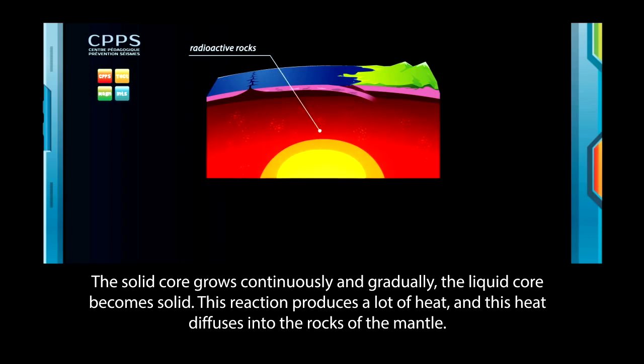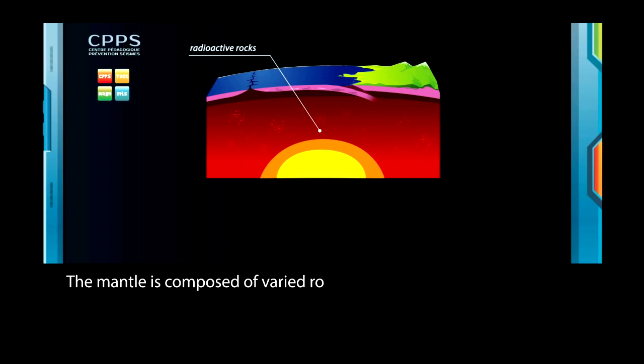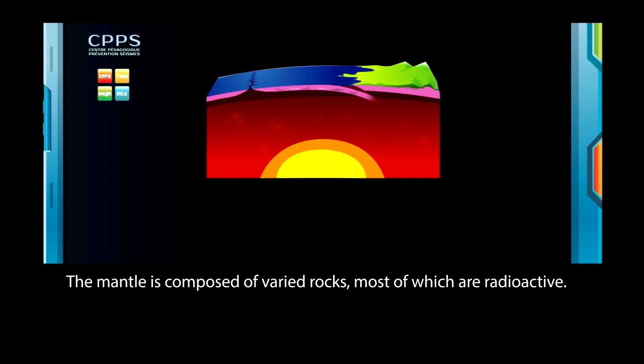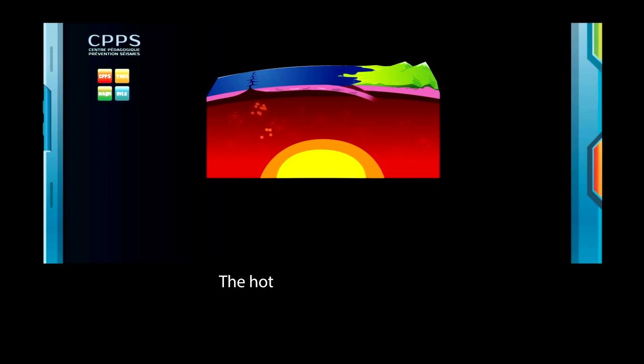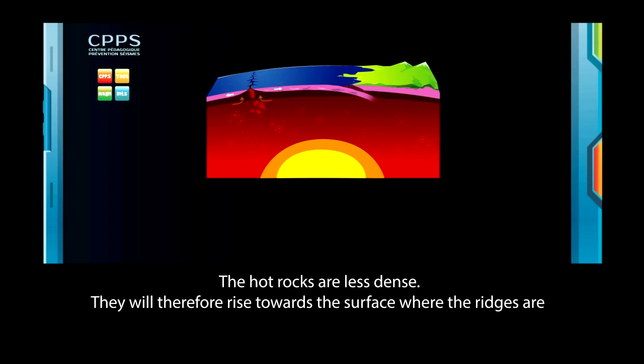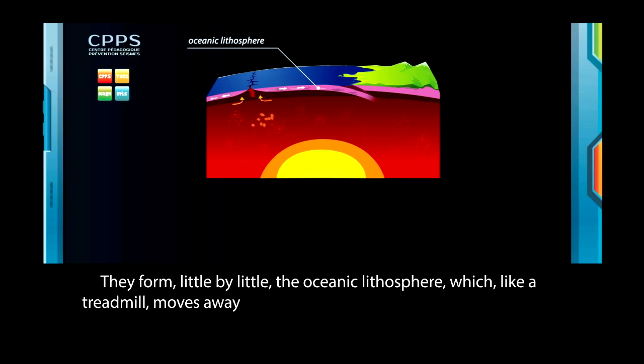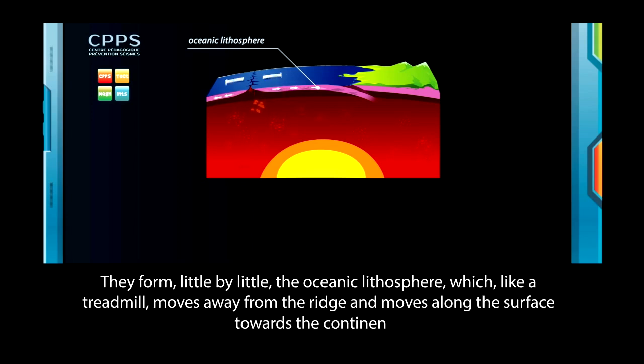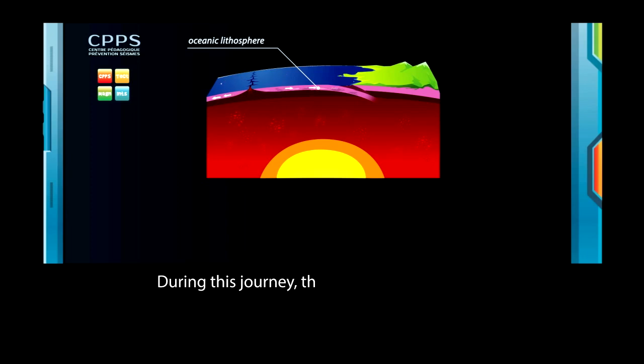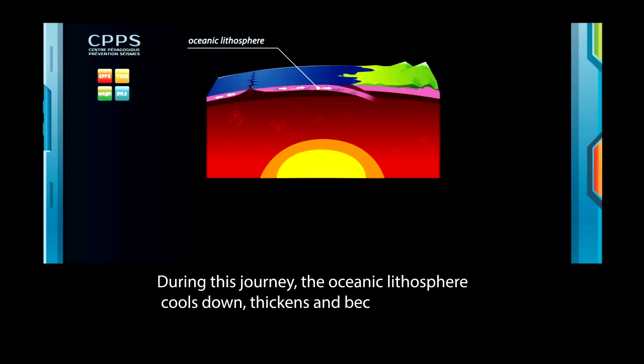The mantle is composed of varied rocks, most of which are radioactive. These rocks also produce heat that warms the mantle. The hot rocks are less dense. They will therefore rise towards the surface where the ridges are. They form, little by little, the oceanic lithosphere, which, like a treadmill, moves away from the ridge and moves along the surface towards the continents. During this journey, the oceanic lithosphere cools down, thickens, and becomes denser.